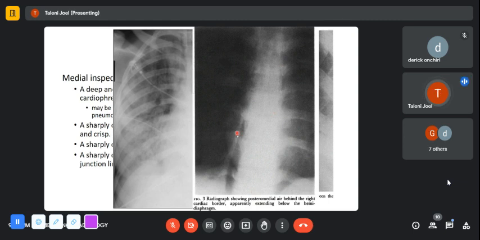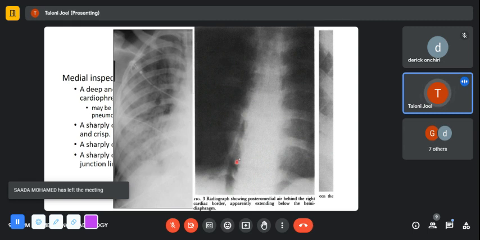And this is demonstrating the air that appears to be behind the shadow of the heart. So this is also suggestive of a pneumothorax, and this would be air in the posteromedial recess, but it's quite rare.